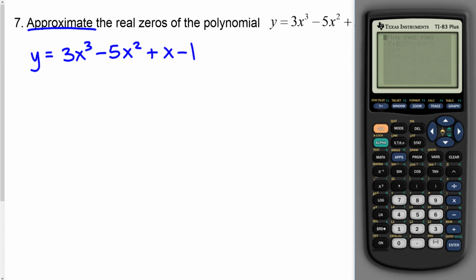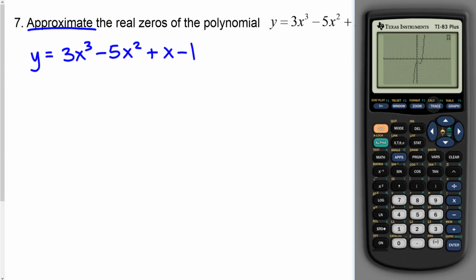So in the calculator, I'm going to enter this function under y1. So 3x cubed minus 5x squared plus x minus 1. And I'm going to graph it in the standard viewing window, and then I can visually see where a 0 occurs. And the 0, a real 0, is the x-intercept, so where the graph is crossing the x-axis. So it's somewhere between 1 and 2, but I don't know exactly where it is. But I'm going to let the calculator figure that out for me.